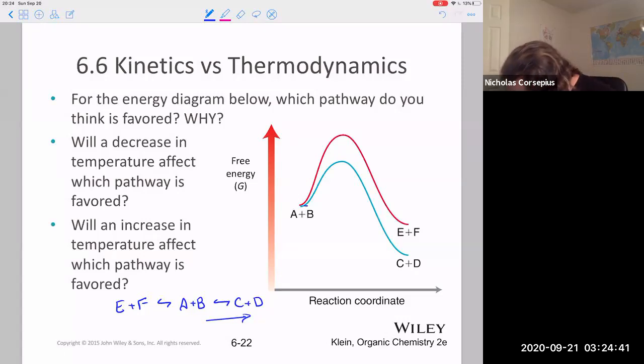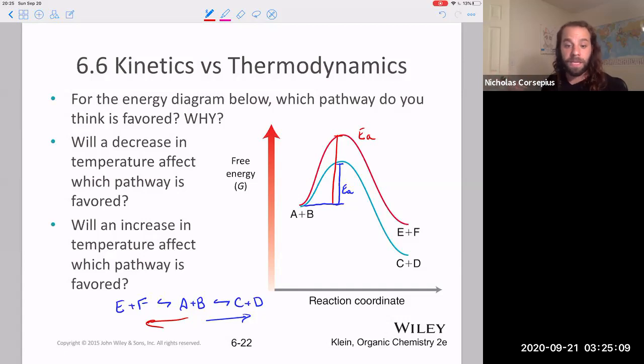Well, first of all, the height of this barrier. My blue activation energy is much smaller than my red activation energy, meaning that that blue reaction will just happen faster, right? So if this is sort of a competition between which way does this go, in terms of speed, it's going to go to C and D.